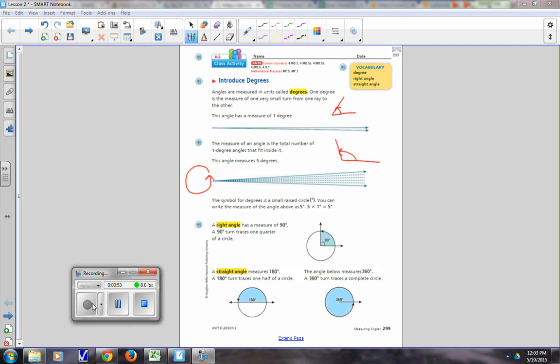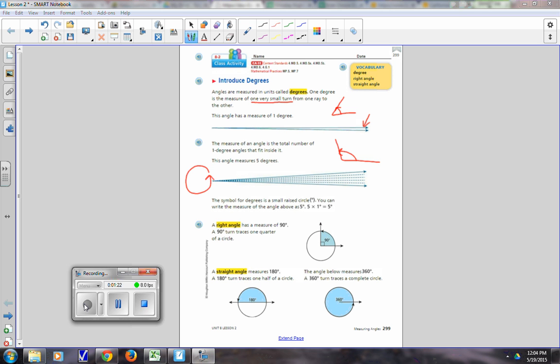And we kind of talked about some of these angles that I'm going to go over in our math workshop today. So it was kind of a precursor. 1 degree is the measure of one very small turn from one ray to the other. The angle has a measure of 1 degree. This angle right here is 1 degree. So the measure of an angle is the total number of 1 degree angles that fit inside of it.